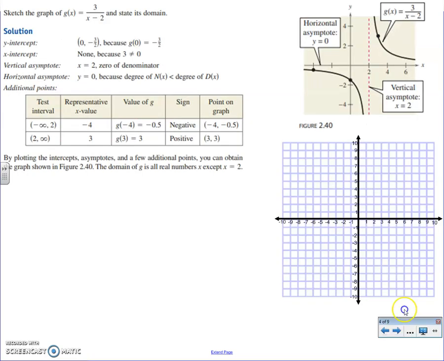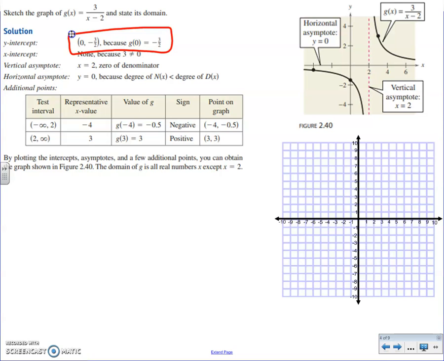So here's an example. To sketch the graph g of x equals 3 over x minus 2, ignoring just the domain. First we find the y-intercept. They said it is 0, negative 3 halves, because g of 0 equals negative 3 over 2. Let me show you what they mean. Every y-intercept has an x value of 0. So I plug 0 in for this x. That means g of x will equal 3 on top, and on bottom negative 2. You move that negative to the front, so that's really negative 3 halves. That's where they got that.